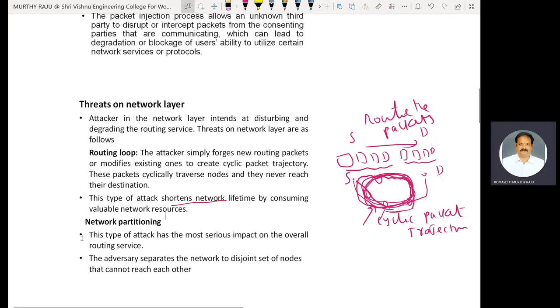This is how the routing loop is created. This is a source node and this is a destination node. So many intermediate nodes are there. A path is created like that. These packets are circulated and a routing loop is created. Finally, that important information does not reach the destination node. That is called a routing loop.